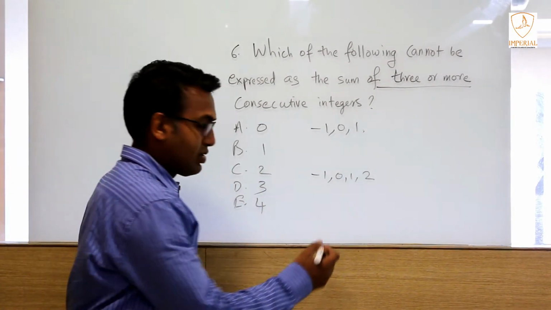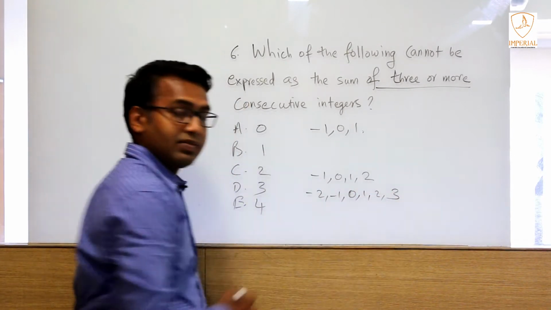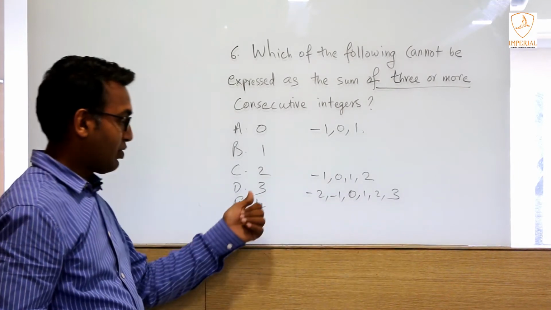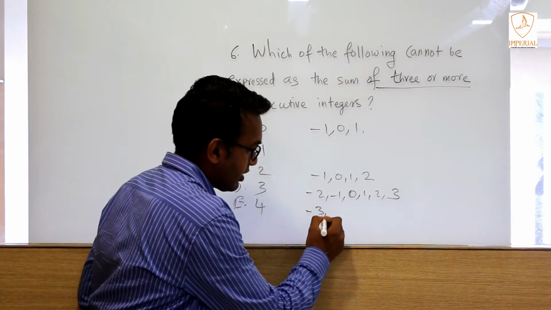3, can I make? So if you look at 3, I can do it like this, because this sum will be 0 and then you'll add a 3, you'll get the sum of 3, and that's why I said "more" is important. 4 I can again make like this.